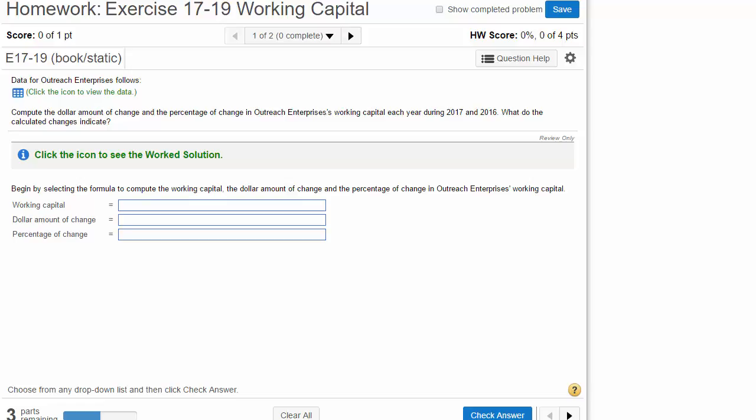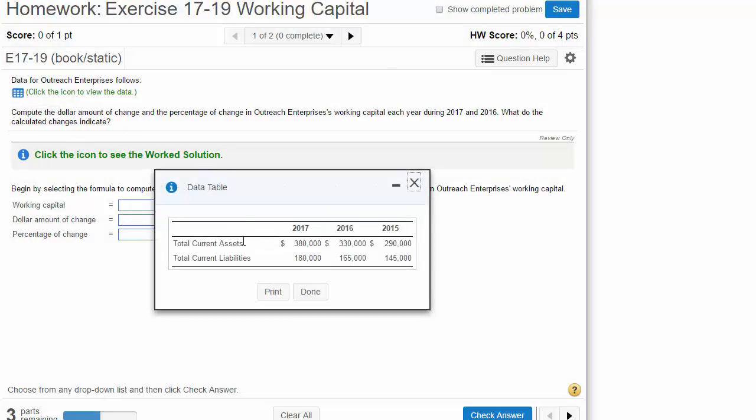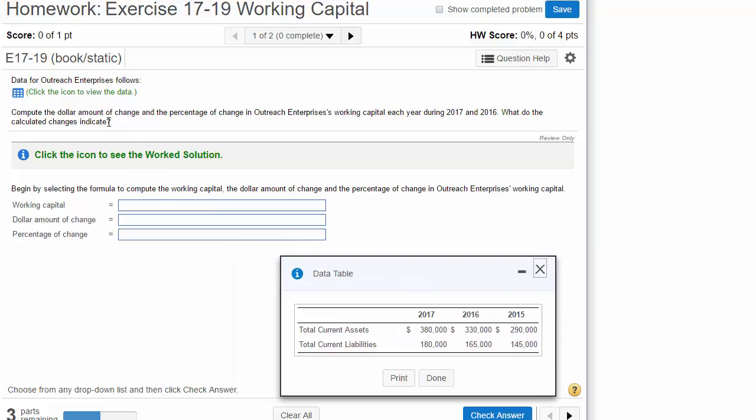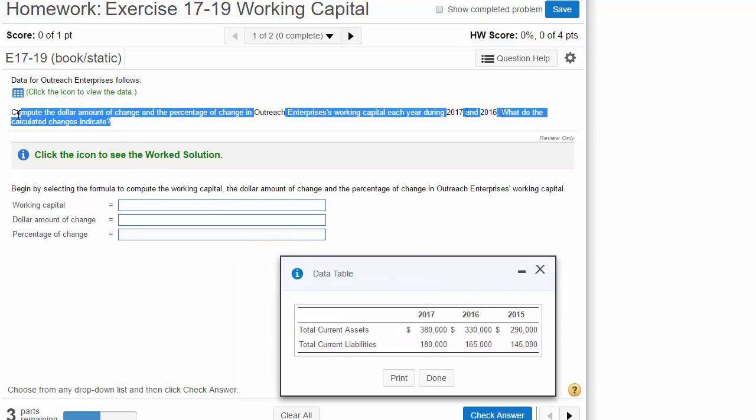Exercise 17-19, Working Capital. So here's data for Outreach Enterprises. We've got 3 different years, and we're listing our current assets and our current liabilities. Our task is to compute the dollar amount of change and the percentage of change in the company's working capital each year during 2017 and 2016.